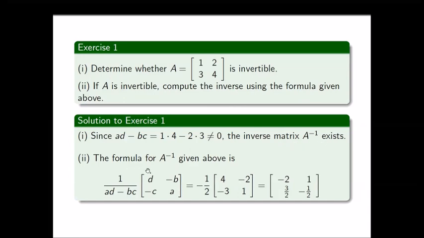And we can compute the actual A inverse by the formula that we saw on the last slide, and that was 1 over AD minus BC times the matrix D, minus B, minus C, A. We just plug in the entries for A, B, C, D, and we get that the inverse is minus 2, 1, 3 over 2, and minus half.